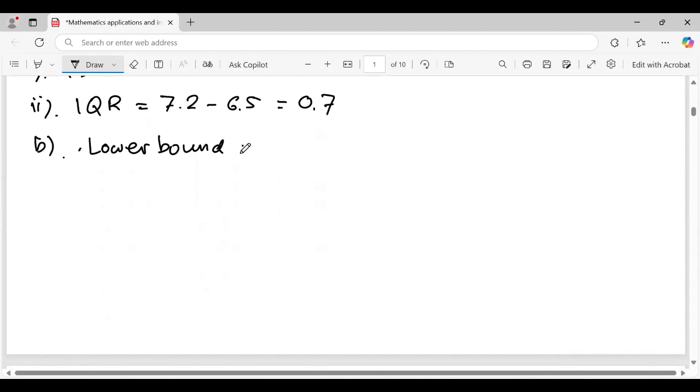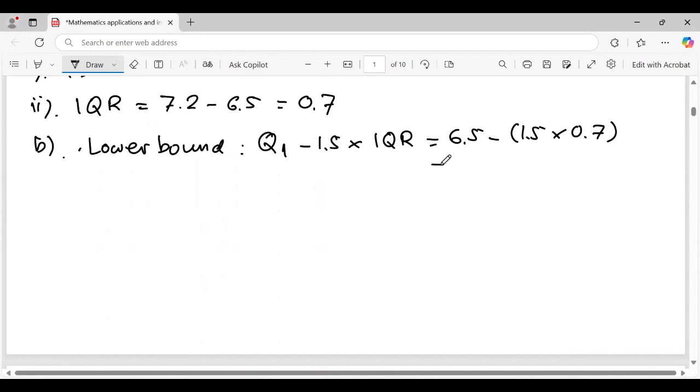The lower bound is Q1 minus 1.5 times IQR, and it is 6.5 minus 1.5 times 0.7. And if you calculate, the result is 5.45, because 6.5 minus 1.05 is 5.45.